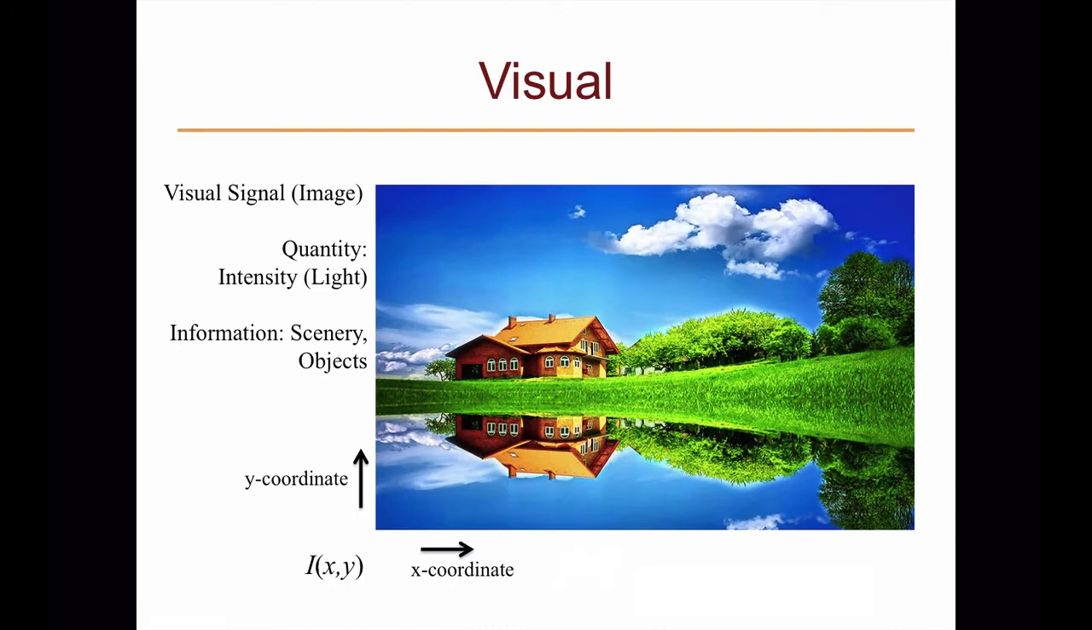This is an image, which is a two-dimensional signal. The quantity that is measured is the light. So you see light in color here, and the information in it may be scenery, objects, persons. When we look at it as a signal, it is just like I(x, y) here. x and y are the x and y coordinates, and I is the measurable quantity, the intensity.